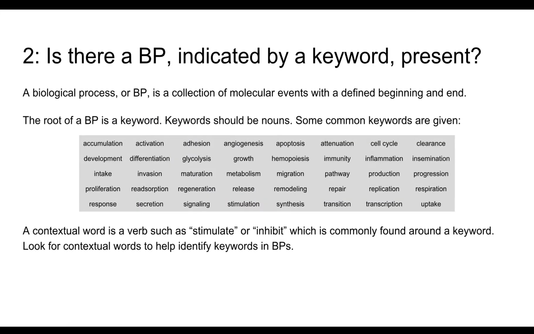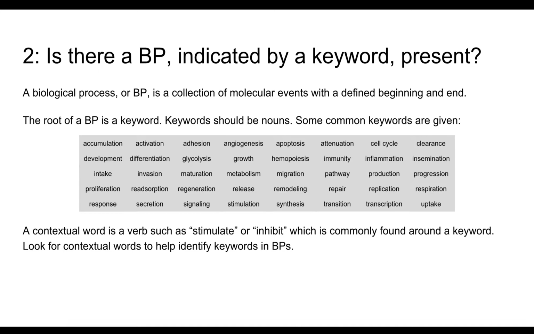Now on to the second step. To decide whether or not a sentence contains a BP, you must first understand what a BP is. According to GO, the database we are using, a BP is a collection of molecular events with a defined beginning and end. The easiest way to identify BPs is to look for the root of the BP, or its keyword. Keywords will always be nouns, as BPs must always be nouns or noun phrases. A few keywords you may see a lot are growth, pathway, signaling, and so on.